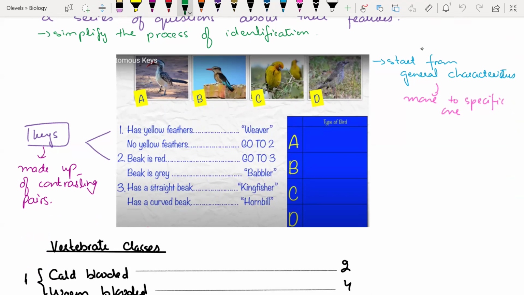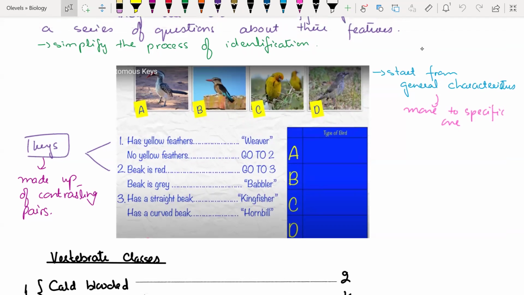So you can see that here we have three keys for this example. This is key one, key two, and key three. In every key, you have one contrasting pair, right? You have two statements. And in these dichotomous keys, we have to start from a general characteristic and then move towards the specific characteristic, right?